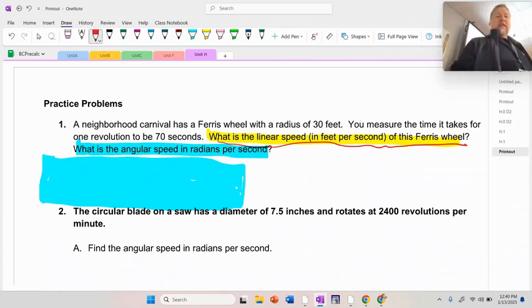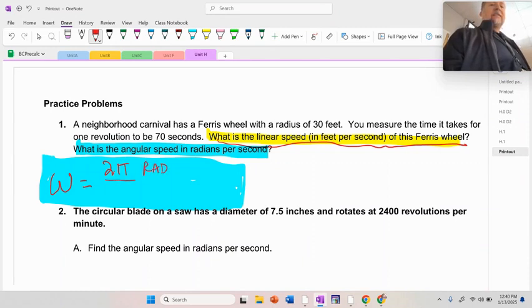Okay, so what is the angular speed? That's w, and that equals theta over t. Well, that's easy. What's a full rotation? 2 pi, and it's in radians per second. How many seconds did this take to do? 70. So there's our angular speed.